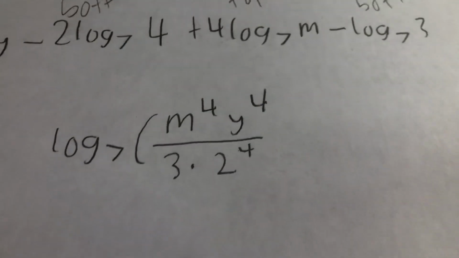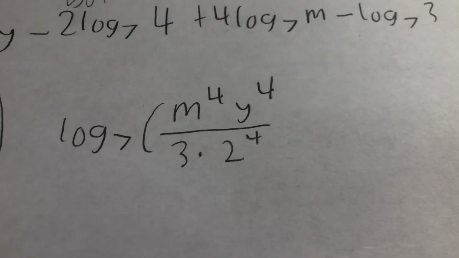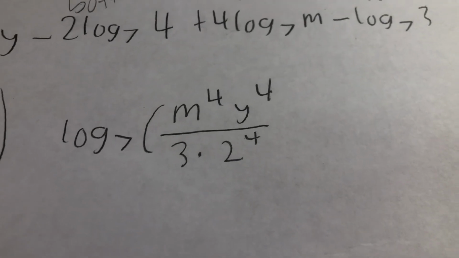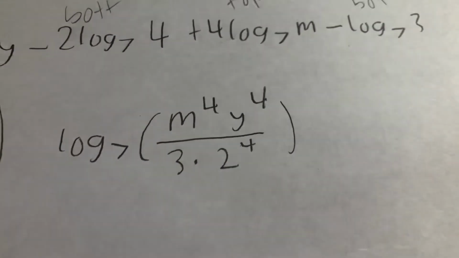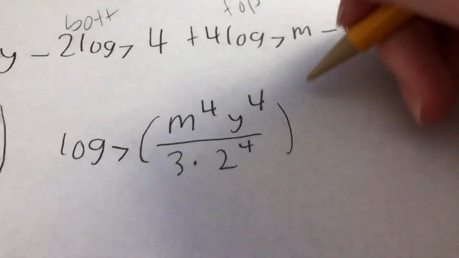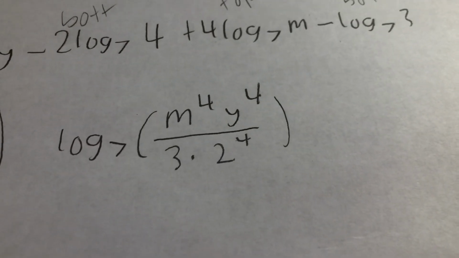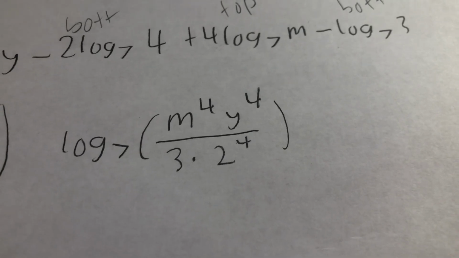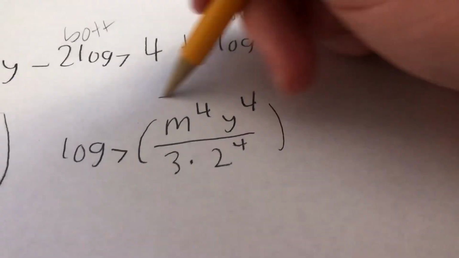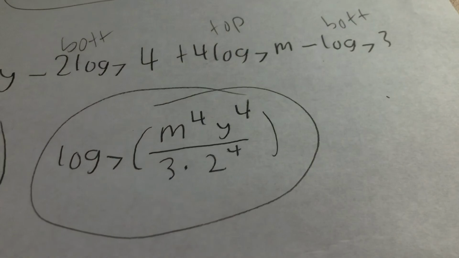Now, if 3 had a 4 as an exponent, we would be able to just have a 4 right up here and remove all the 4s in the problem. But sadly, it doesn't, so we can't make that happen. But this is our final answer. Thank you.